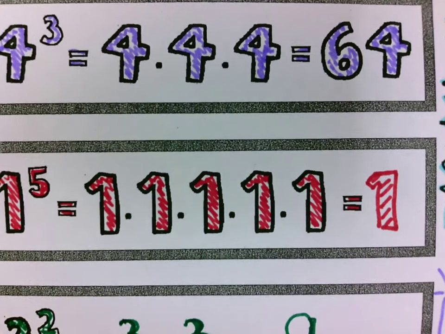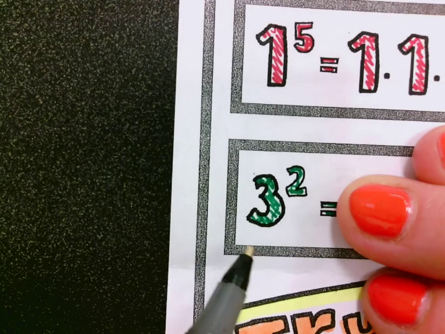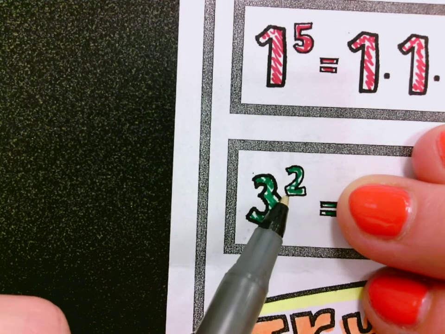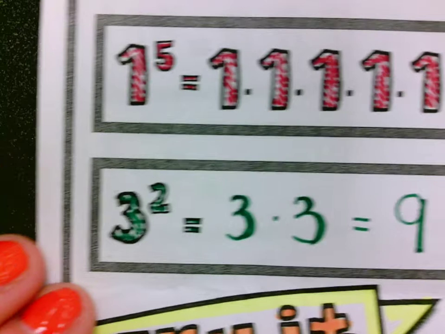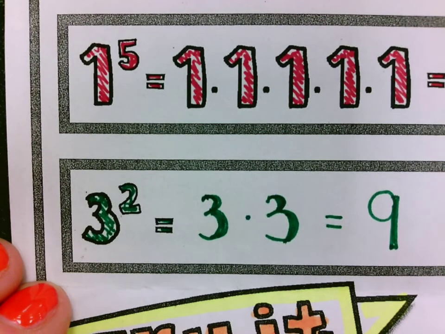All right, so then they ask you to fill in the example with 3 squared. That means that our base, 3, would be a factor twice. So you can fill that in if you want to pause it. So that means 3 squared would be 3 times 3, because the 3 would appear as a factor twice, and so that would be equal to 9.